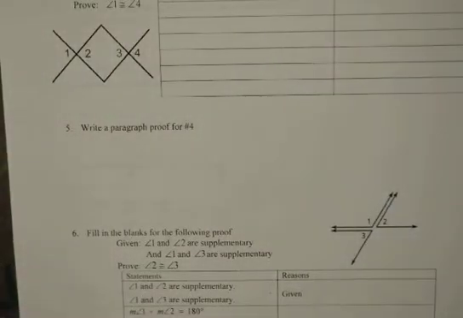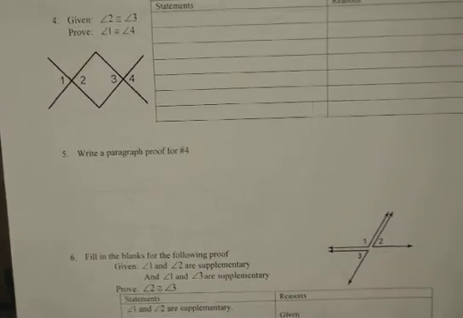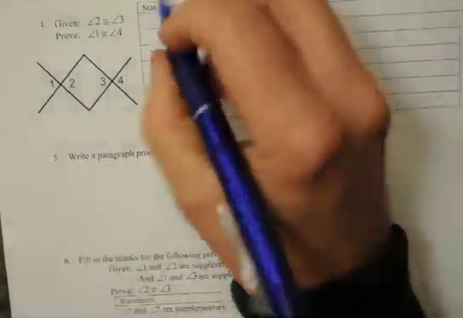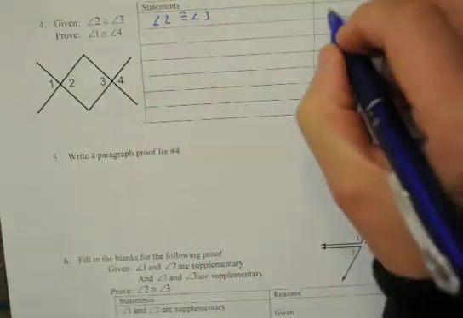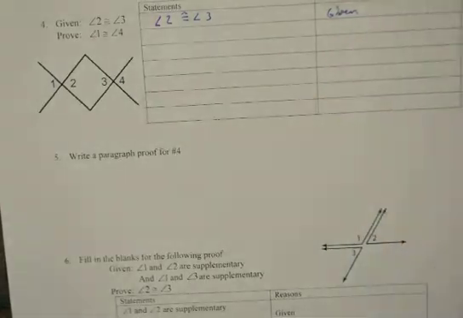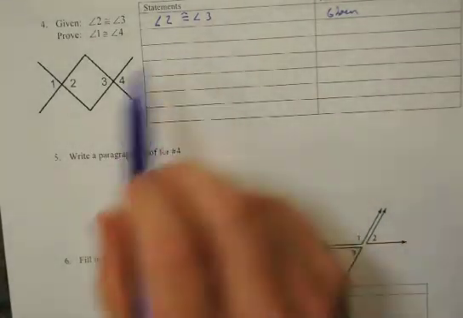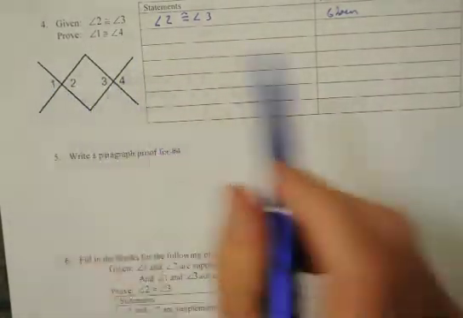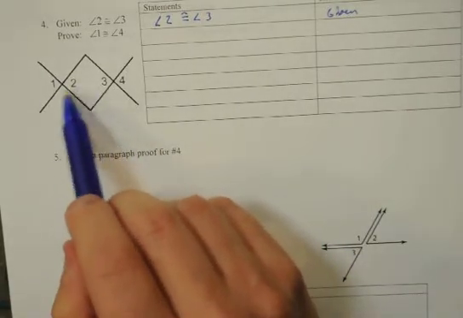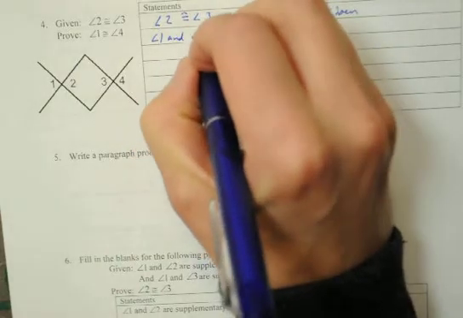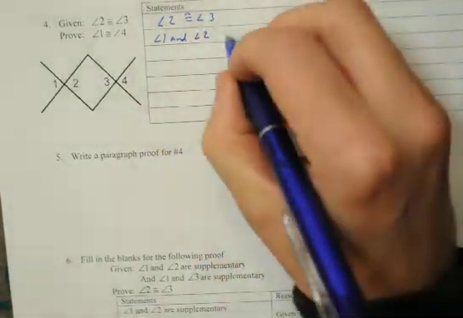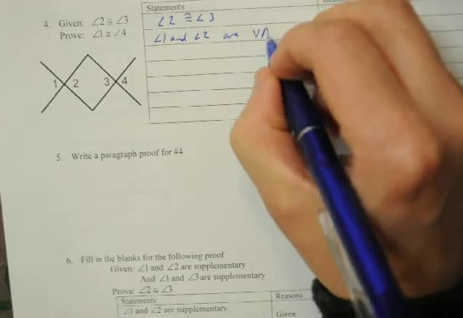We're going to skip number 3. We're not going to do segment proofs. Move on to number 4 on the back here. Alright, and this one, 2 is congruent to 3. So we're going to go and write that. Angle 2 is congruent to angle 3. And that is our given that we're working with. Now we can use that. We also have givens from the picture. Look at the picture. What's true about 1 and 2? Angle 1 and angle 2 are vertical angles.